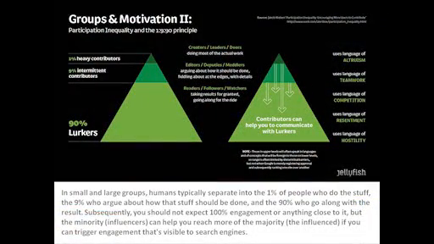Zoom in to smaller groups. In small and large groups, humans typically separate into the 1% of people who do the stuff, the 9% who argue about how that stuff should be done, and the 90% who go along with the result. Subsequently, you should not expect 100% engagement or anything close to it.